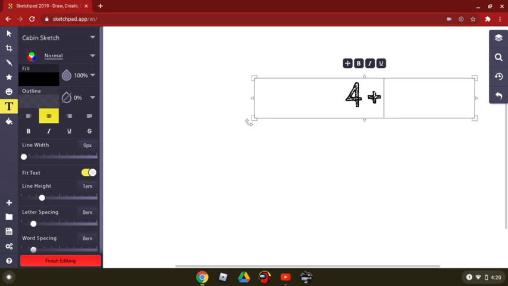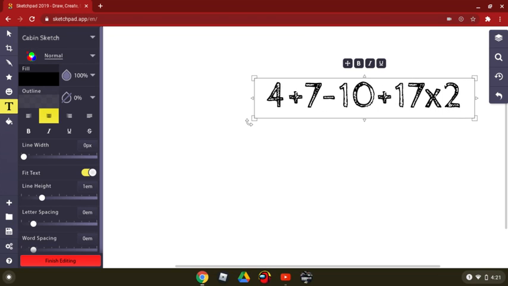Plus 7 minus 10 plus 7. Let's just make this times 2. See? Look at that. A new old question with a multiplication sign inside it.